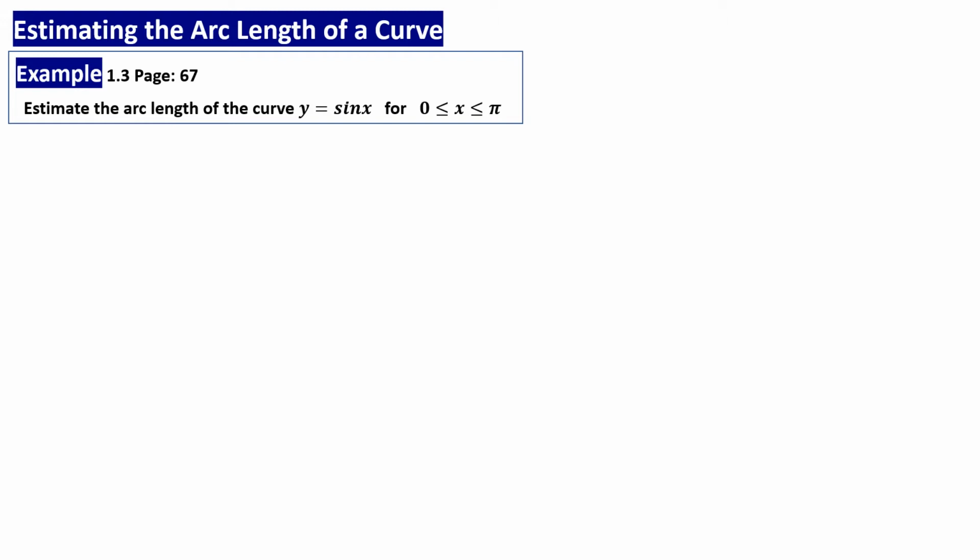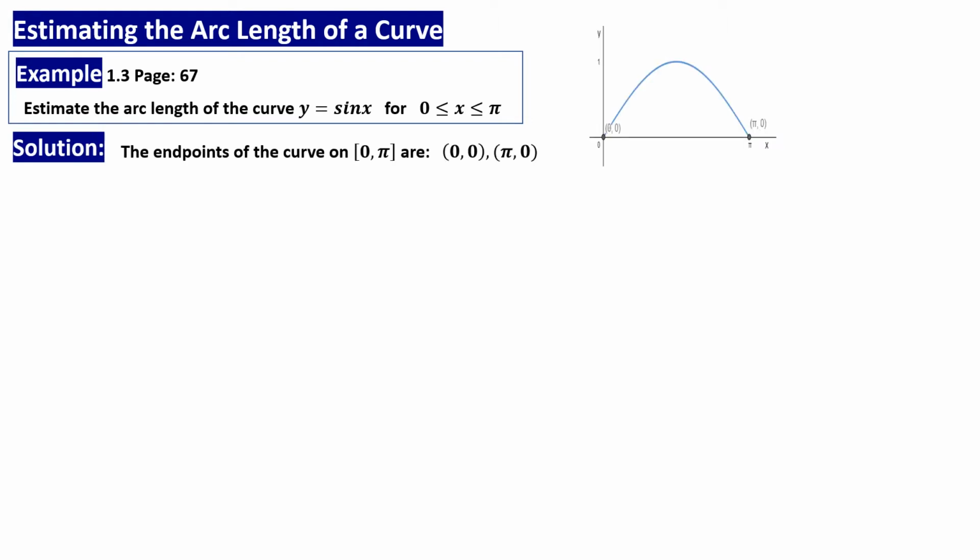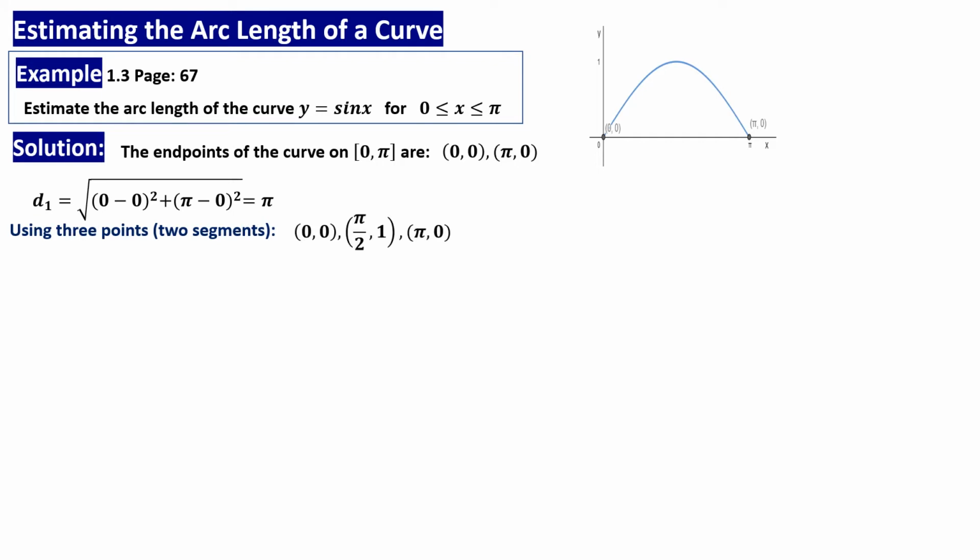Okay, estimating the arc length of a curve is something that we need to fix up. First of all, we have this example on page 67: the function sine x between 0 and pi. The solution is, of course, that we need to divide the interval and use the points.